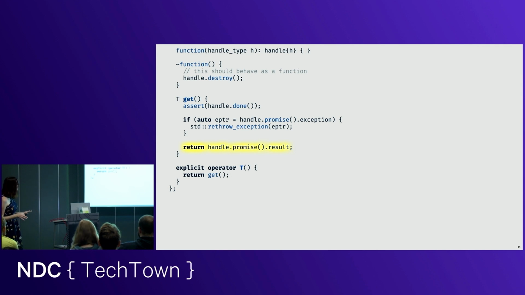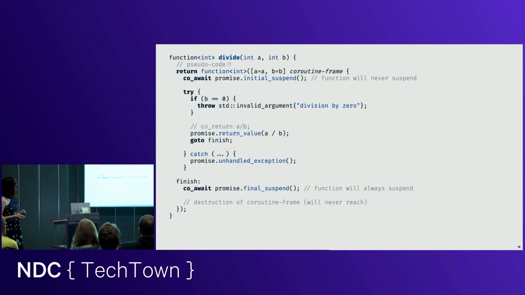No? Okay. Let's see the example. We have a divide function, which takes two arguments, and we return a function type. It's slideware, so it's kind of like a lambda, but it's like a handle to a frame which will be immediately run. But I will copy the arguments because these are always copied into the coroutine frame to be accessible, because they will survive any suspension. And then I will call initial_suspend and co_await it, but my function will never suspend, so it's like a no-op.